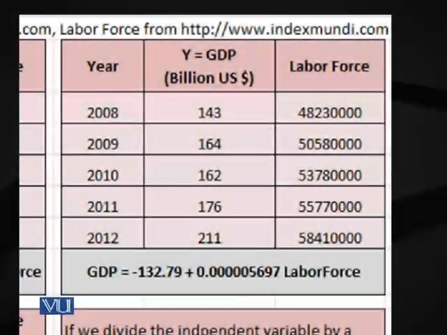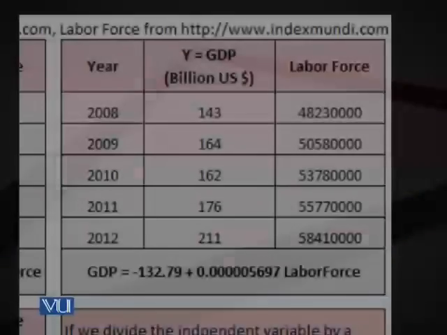So the labor force remains the same in this table. So we get the simple regression line, GDP is minus 132.79. See how simple that is compared to the value on the left, plus 0.000, I don't know how many zeros, 5697 into labor force. Again, there must be some adjustment over here. This value, 0 point many zeros and some value, is difficult to remember, difficult to interpret, difficult to observe and analyze. So we need some adjustment in labor force as well.